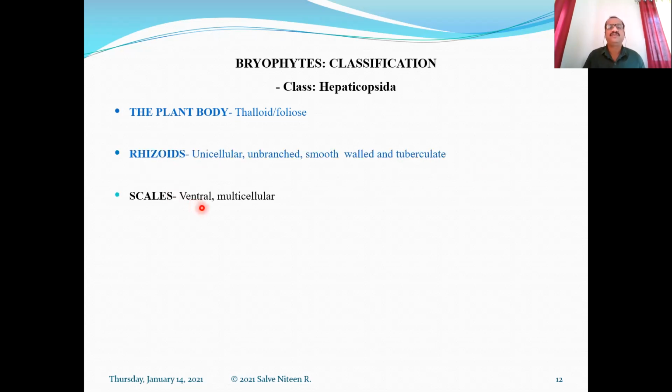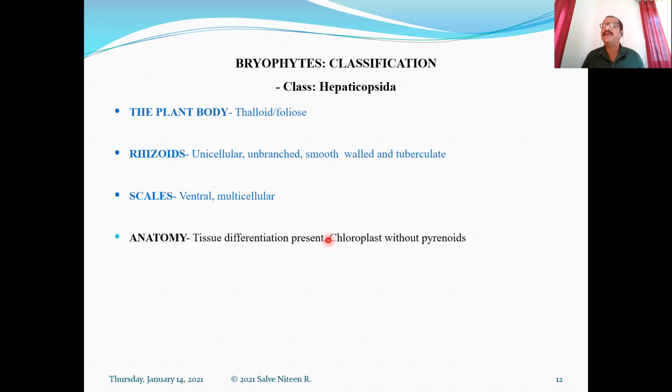Scales are multicellular structures. These are also present on the ventral surface of the plant body, and they are meant for the protection of the plant body. So the presence of rhizoids and scales on the plant body is a characteristic feature of class Hepaticae or Hepaticopsida. When we take a TS, transverse section of the plant body, we can see tissue differentiation. We can see two distinct regions: the upper region, called the photosynthetic region, which consists of green cells due to the presence of chloroplasts, whereas the lower region is called the storage region, which consists of parenchymatous cells. The function of this region is storage of food material.